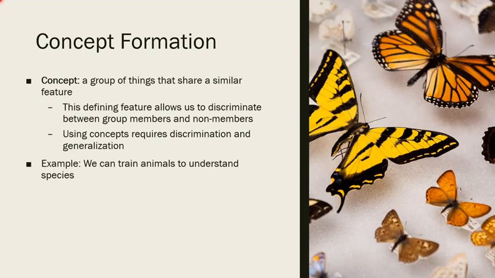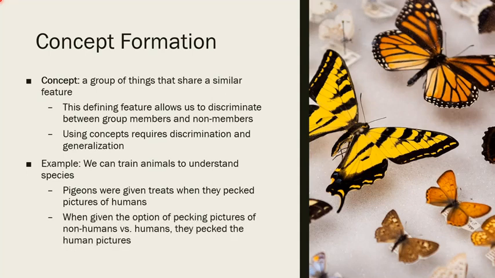You can also train animals to do this, actually. One study gave pigeons treats when they pecked pictures of humans. They reinforced that behavior. And over time, after they learned that, when they were given a picture of a non-human or a human, they would peck the human. They formed a concept of human, generalized all of the features, and discriminated features that aren't associated with humans, and were able to learn, basically without realizing it, what a human is and what a human is not.